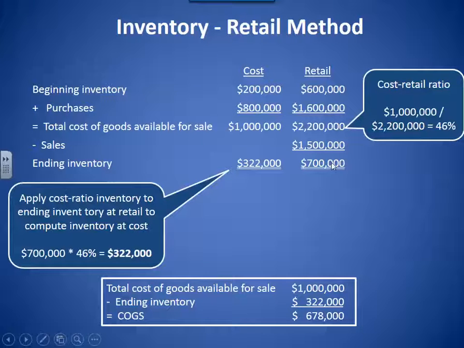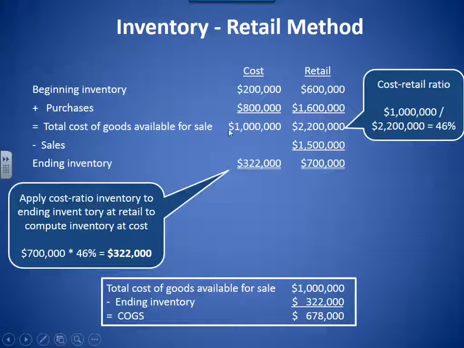Now the way we derive our cost is by taking the cost to retail ratio of 46%. So we take the $700,000 retail value and multiply it times the cost to retail ratio that we derived of 46%. So what we can say is that our cost is approximately, again, 46% of our retail. So our ending inventory cost is $322,000.